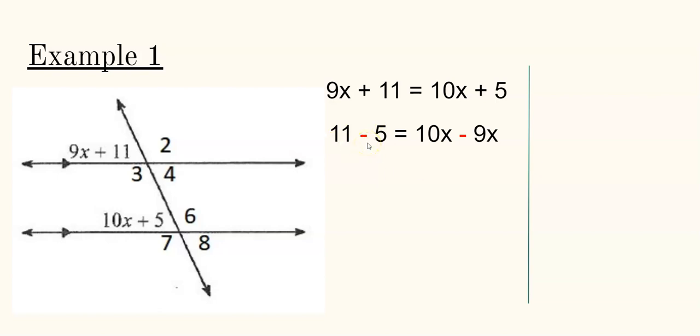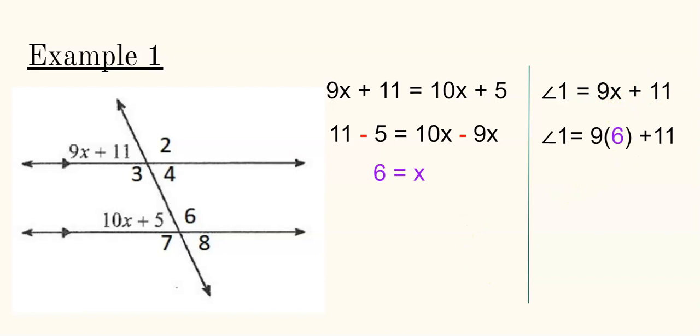So now let's go ahead and simplify this. 11 minus 5 will give us 6, and 10 minus 9 will give us 1, so x equals 6. Now if you stop right here, you're not going to get the answer correct, because what we're looking for is what is angle 1 right here, and what is also angle number 5. So we have to now take our angle 1, the 9x plus 11, and substitute in x equals 6 into this equation right here.